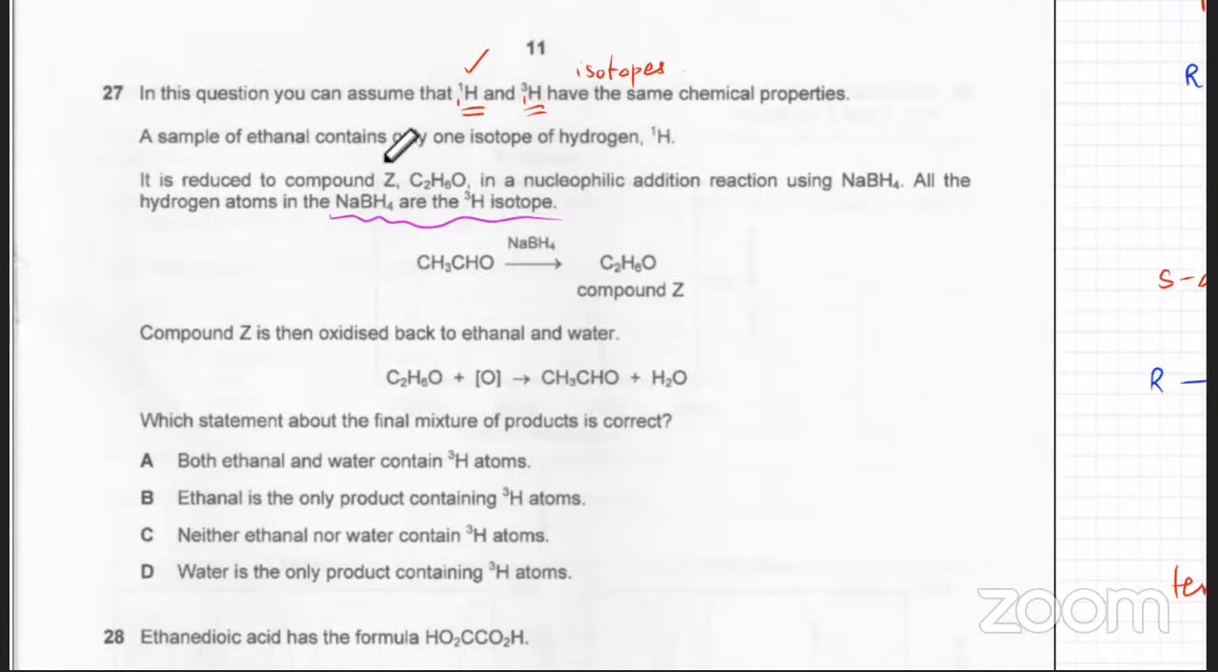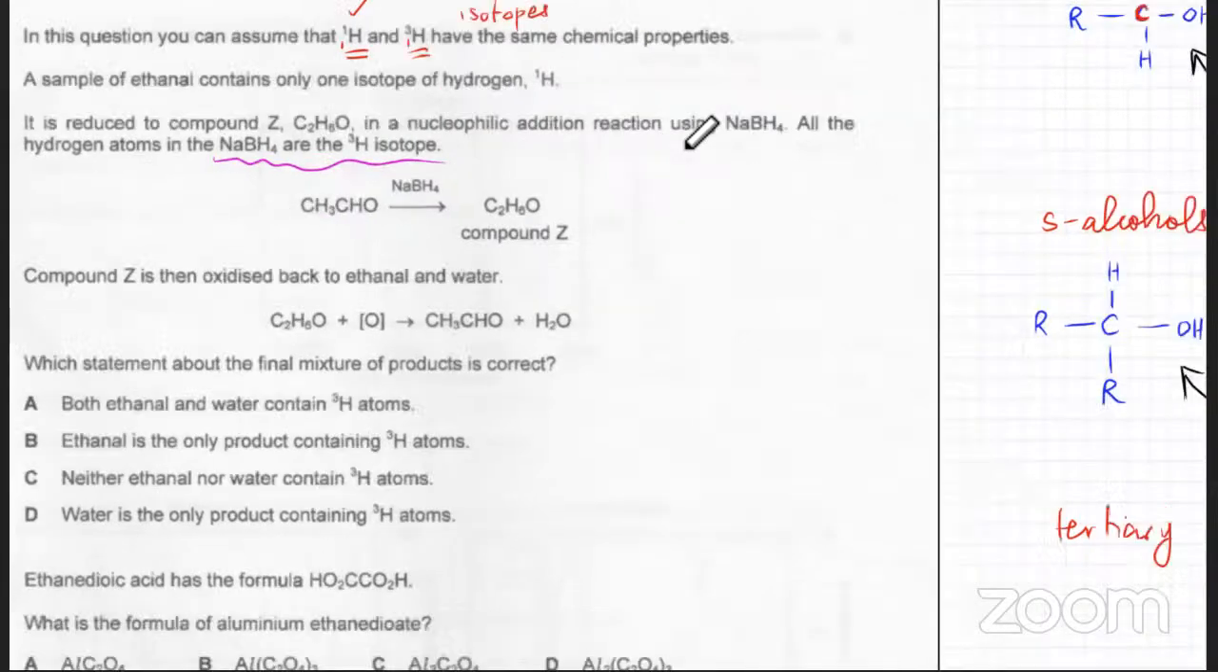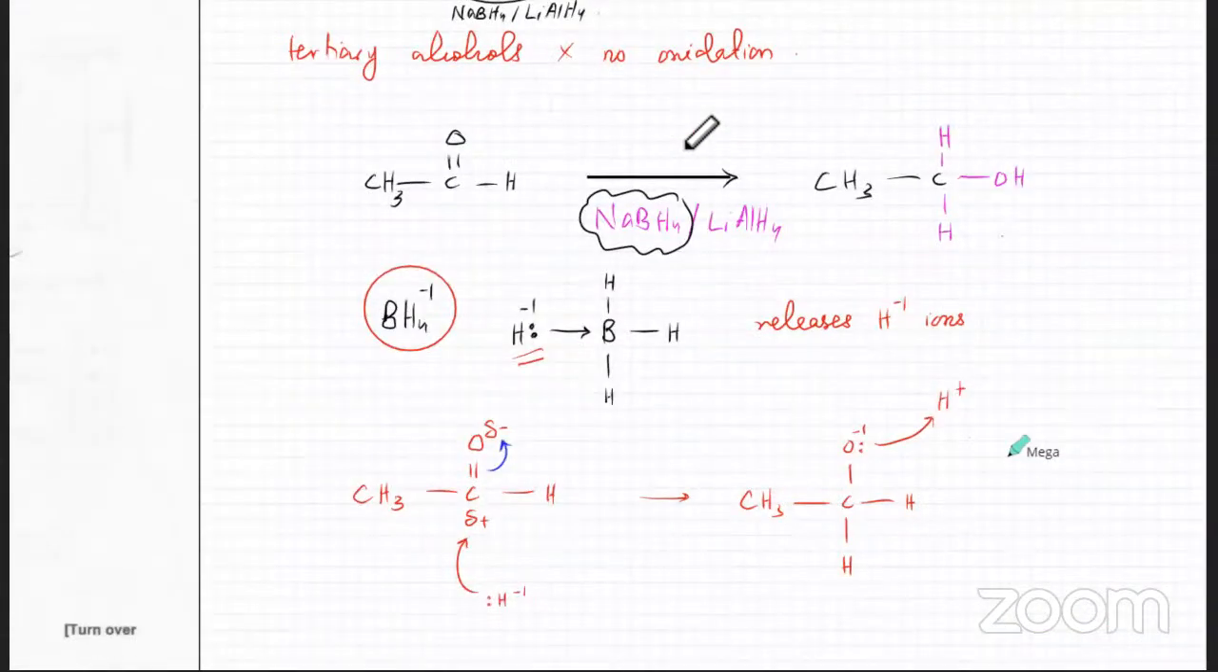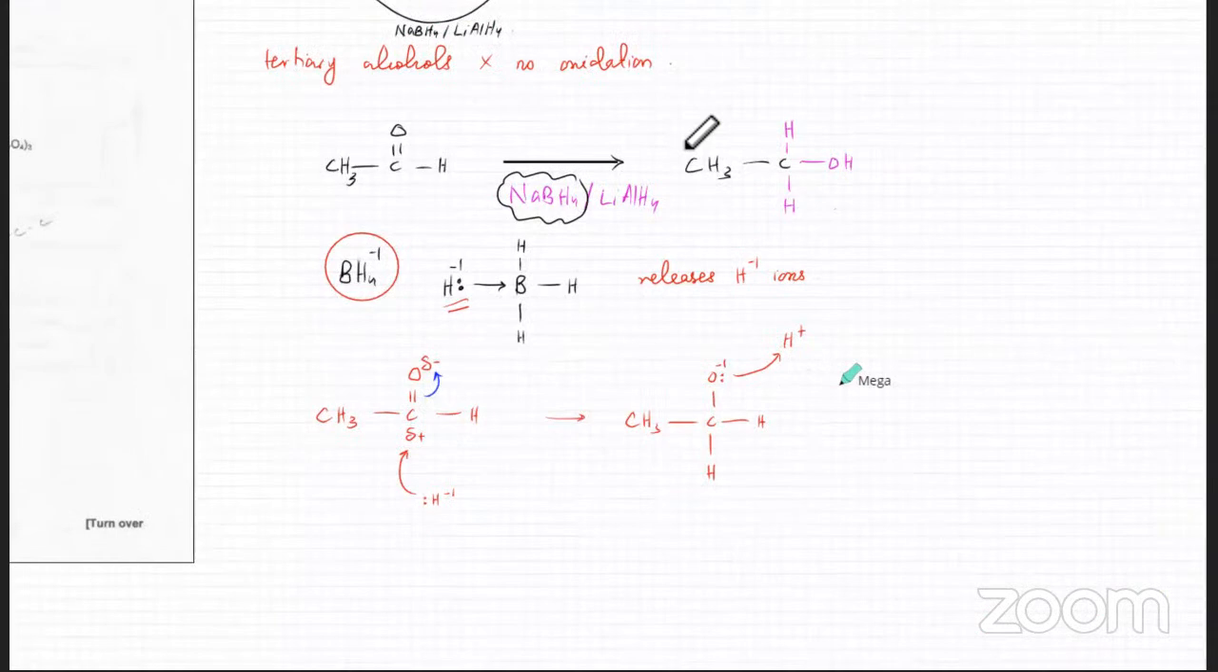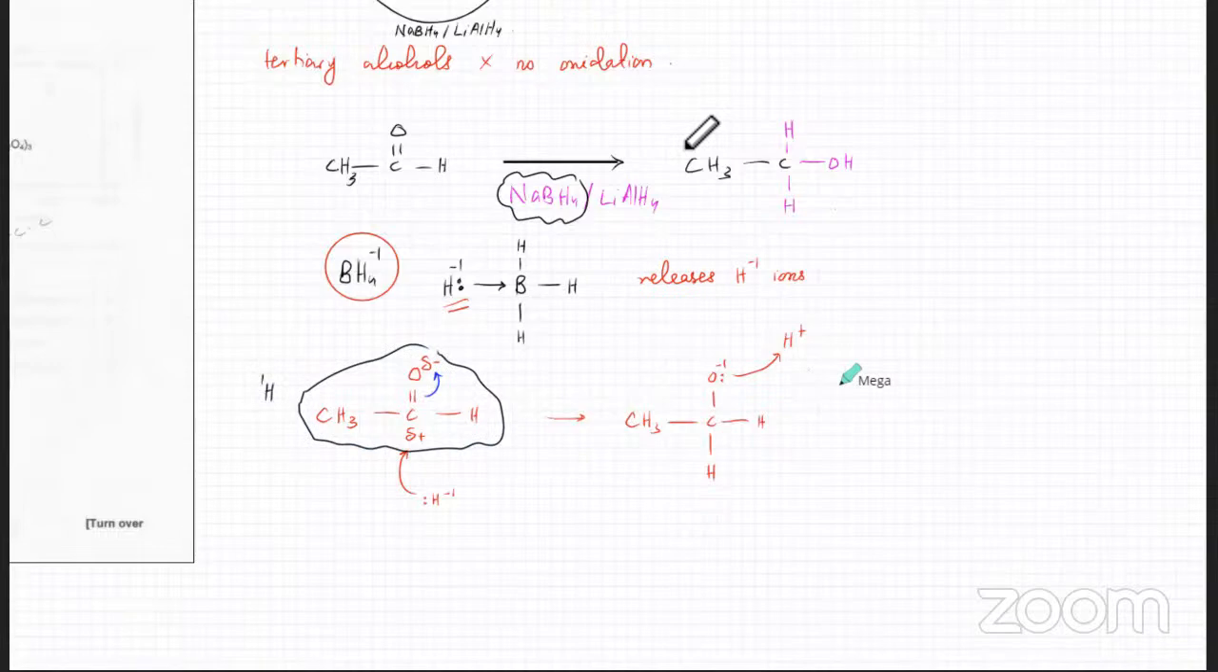And a sample of ethanol contains only H1 isotopes. So going back to our mechanism, this one over here contains only the H1 isotopes, right? And the H that is coming from NaBH4, these are your H3 isotopes.